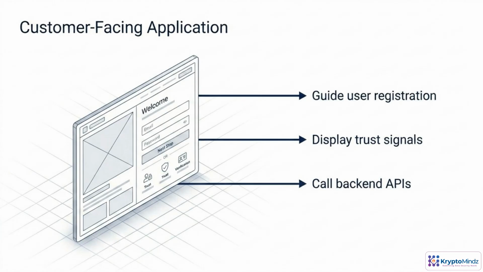The customer-facing application is where the whole eIDAS experience becomes real for the user. It guides people through onboarding step by step and explains what information is needed and why. It also shows trust signals, like security badges and clear wording about qualified signatures, while talking to back-end APIs that handle identity proofing and signing behind the scenes.